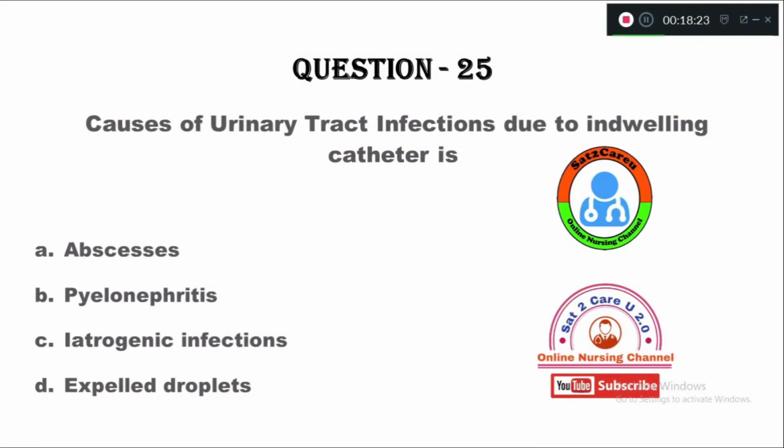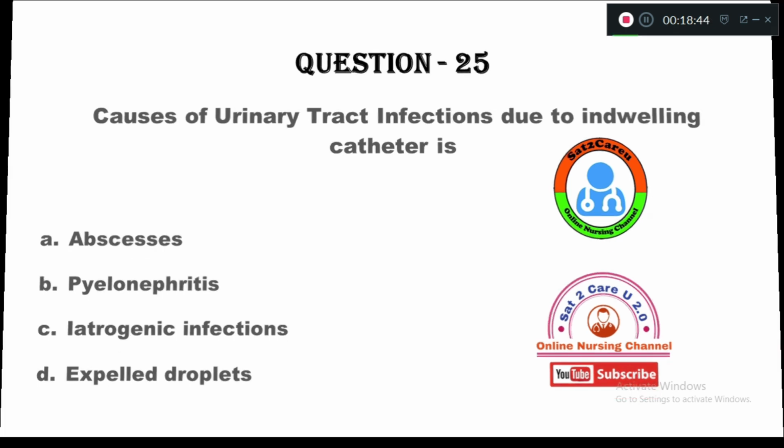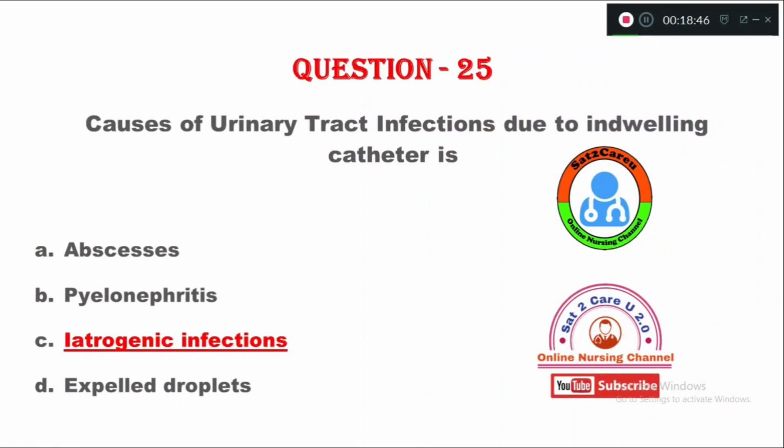Question number 25. Causes of urinary tract infection due to indwelling catheter is option A, abscess, B, pyelonephritis, C, iatrogenic infection, D, expelled droplets. So, which is the important cause of urinary tract infection due to indwelling catheter? The right answer is iatrogenic infection.